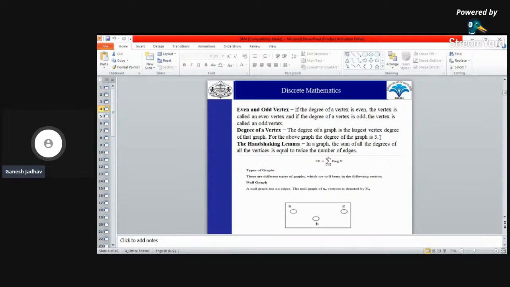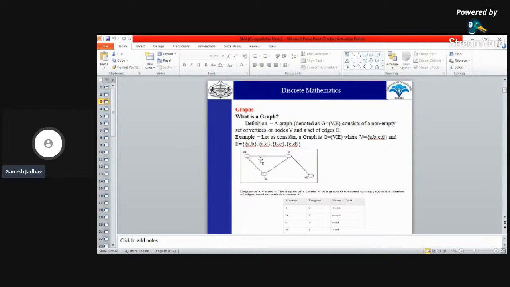For a graph, the sum of the degrees of all vertices is equal to twice the number of edges. So what do they say? The sum of all degrees of all the vertices is equal to twice the number of the edges. We can calculate it. How many edges? 1, 2, 3, 4. Twice 4 is 8. And the number of vertices? 1, 2, 3, 4.